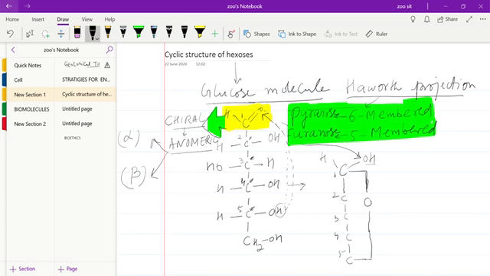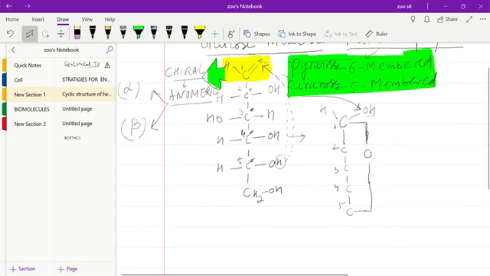So during the cyclization, in case of the glucose molecule, this carbon number 1 gets linked. That means the aldehyde group is no more now, and here carbon number 1 gets linked with carbon number 5 by means of a bridge which is called an oxide bridge.